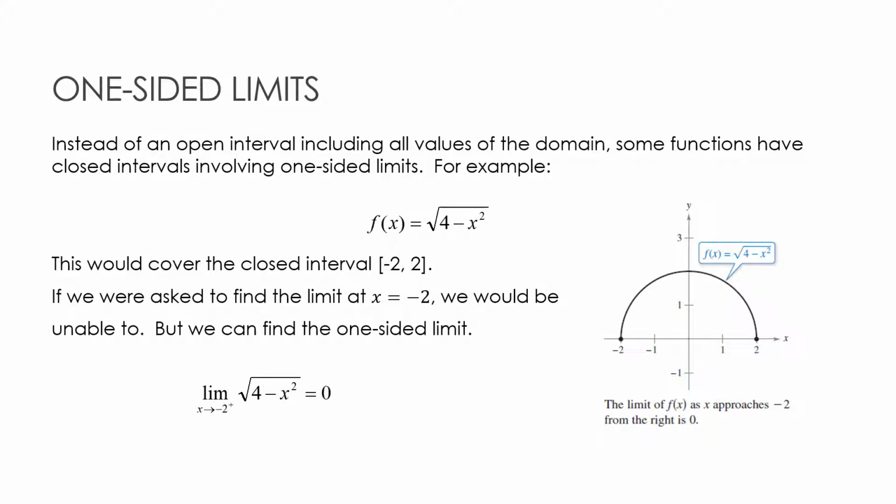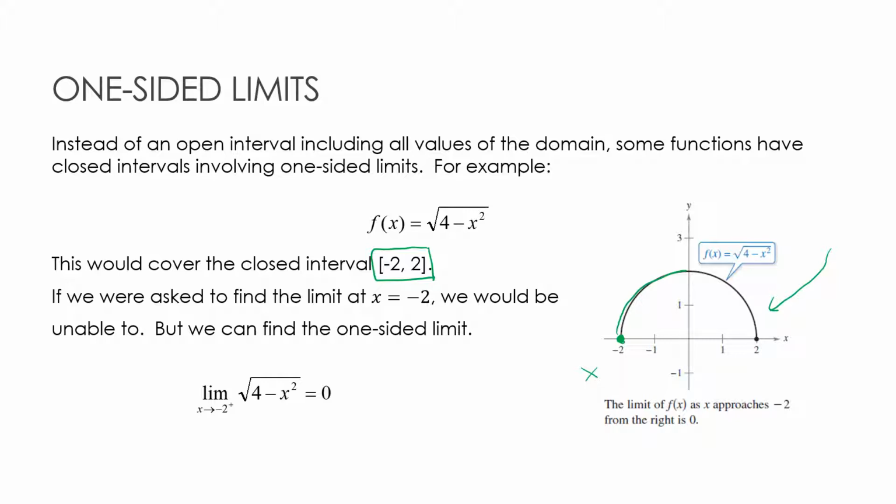So again, it's possible that we're only looking at a one-sided limit, and those obviously exist more often than just a general limit. If I were looking at the function, the square root of 4 minus x squared, as we can see, the graph of that function is a semicircle. If I were asked to find the limit at x equals -2, I could not, because from the right, obviously I do have a function, but from the left, there's nothing over here. So I can look instead at a closed interval, closed because it includes that point -2.